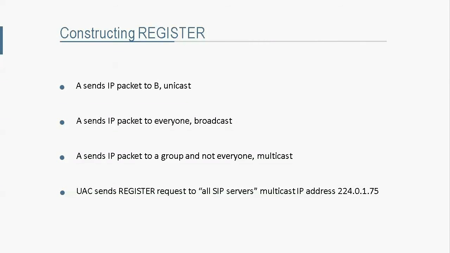Going back to the discovery of a registrar, a user agent client could send the register request to the all SIP server's multicast IP address 224.0.1.75 to reach a registrar. A registrar in this scenario could respond to this multicast with a 302 moved temporarily response and provide its unicast IP address in the contact header field for the user agent client to use in order to reach it directly.